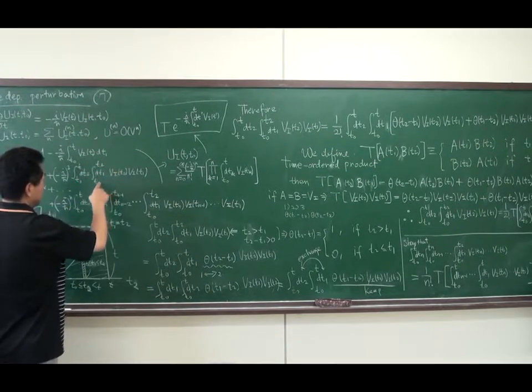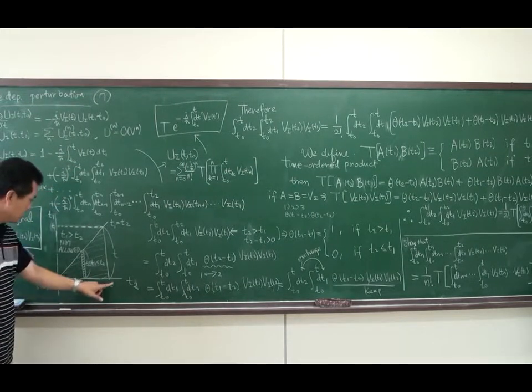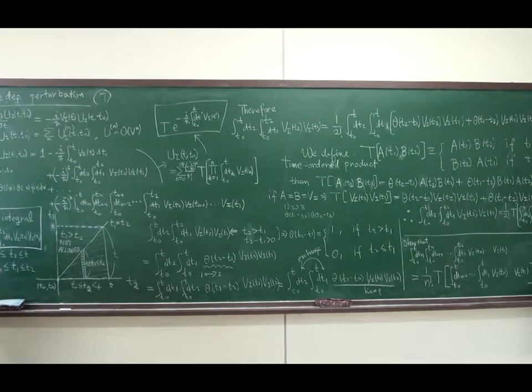As I already told you, t1 runs from t0 to t2, and this is a plane of t1 and t2, variables of integration. Here, this is t2 and this is t1. t2 runs from 0 to t, and t1 is always less than t2 and always greater than t0. So I have chosen the origin to be t0, t0.